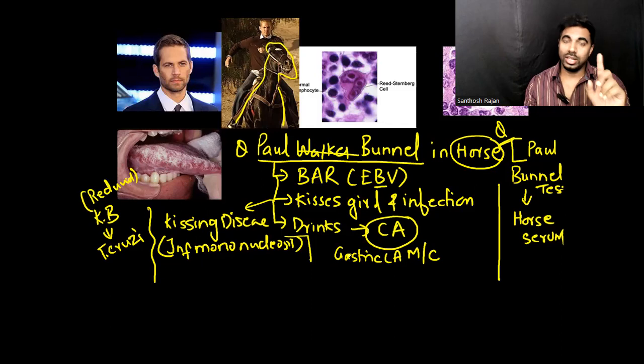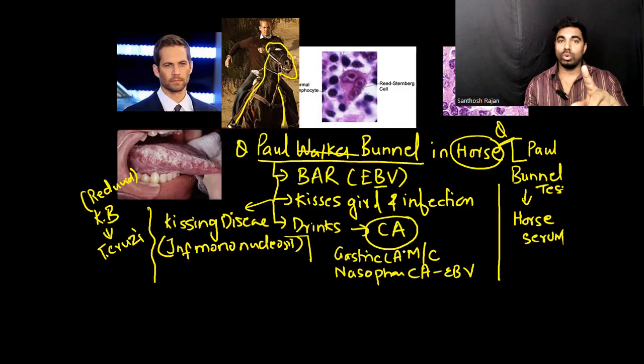But if the question asks which is the most common cause of nasopharyngeal carcinoma, that is EBV. EBV is the most common cause. But for EBV, the most common cancer is gastric carcinoma. Overall, what is the most common cause of gastric carcinoma? Your H. pylori. But EBV's most common cancer is gastric carcinoma. Okay, this is the link. Don't confuse it. So this can be a question.